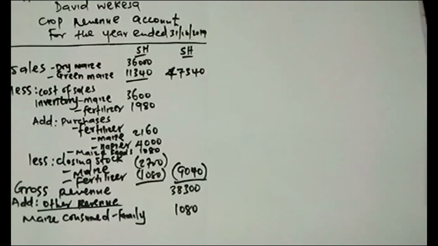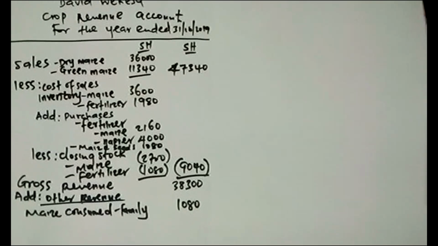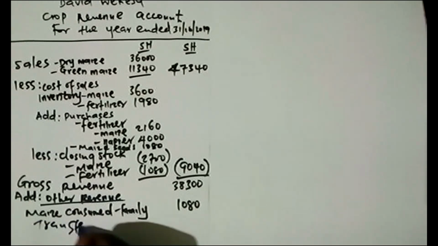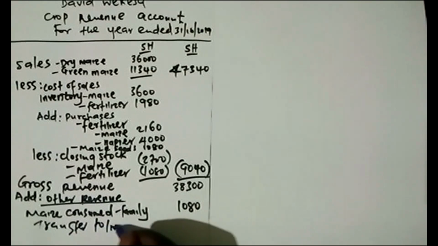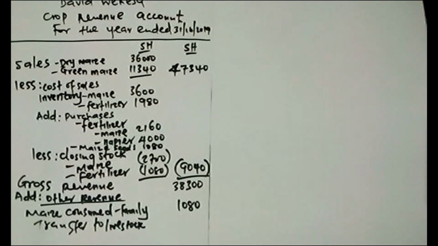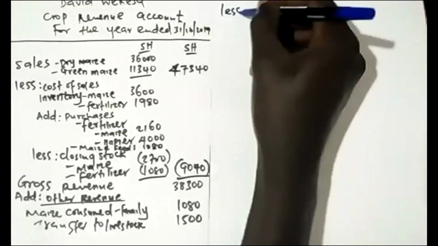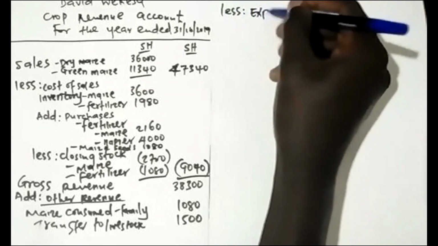So that is what I have to record here. So the transfer to livestock is just 1,500. Then we have to raise expenses.